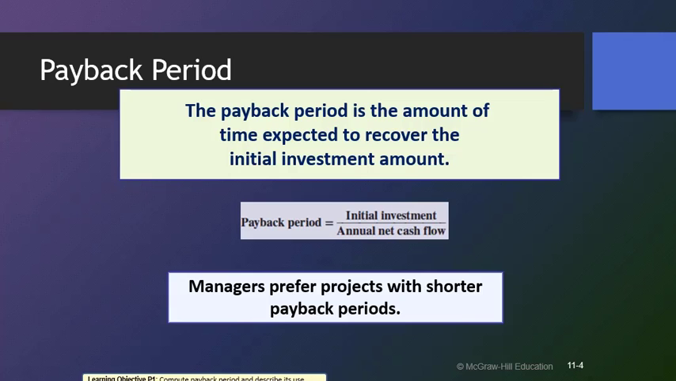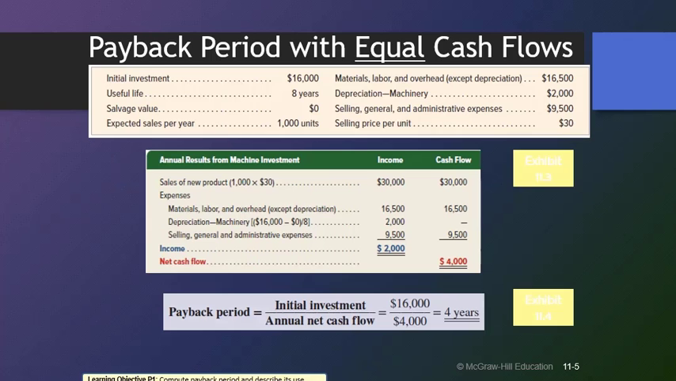The payback period is a method used to evaluate investment decisions by measuring the expected amount of time to recover the initial investment. Managers clearly prefer assets with a shorter payback period because that reduces the risk of an unprofitable investment over a long period of time. The formula is super simple. We simply take the initial investment and we divide by the annual net cash flow associated with the asset. So let's look at a fairly simple example here.